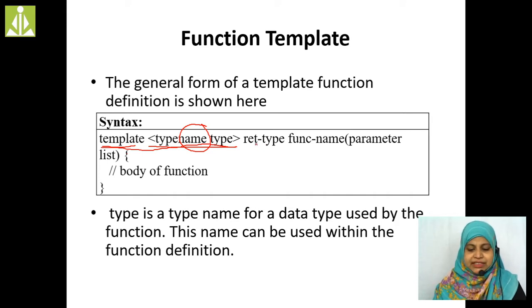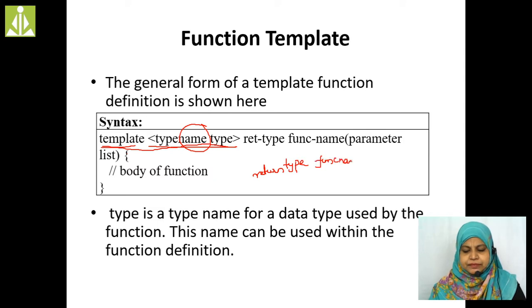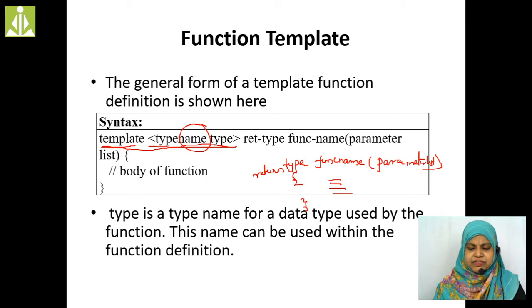Next is the function. What is the general syntax for the function? Return type, function name, parameter list, then opening the braces. Here we are going to write the code for this one. Same here: return type, function name, parameter list. Next one is the body of the function.